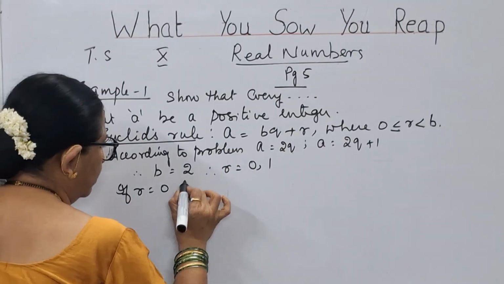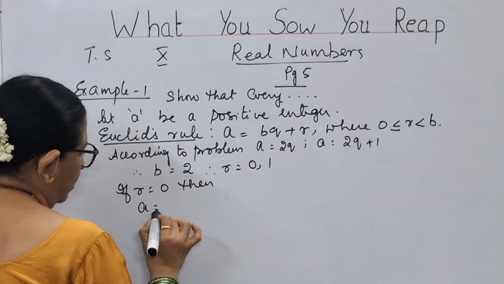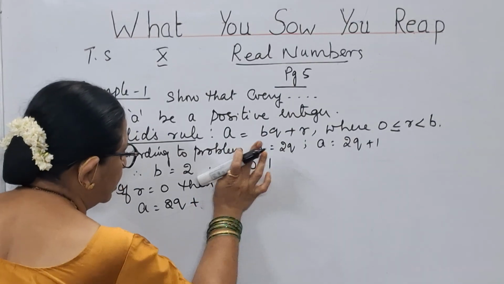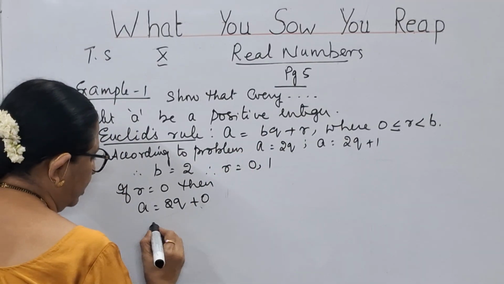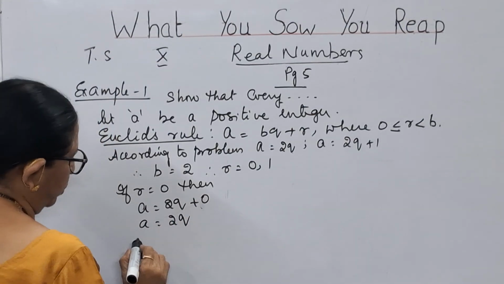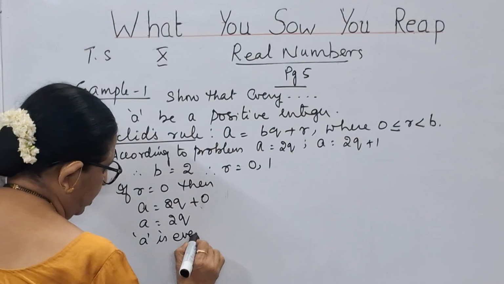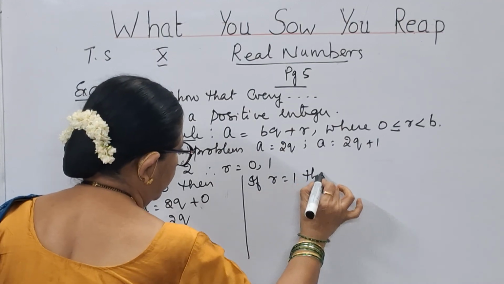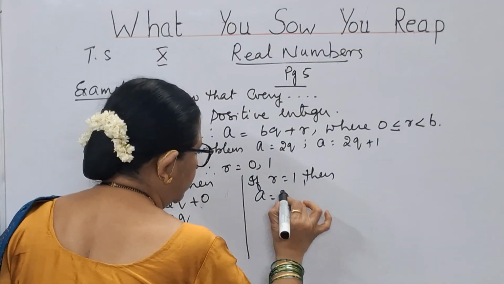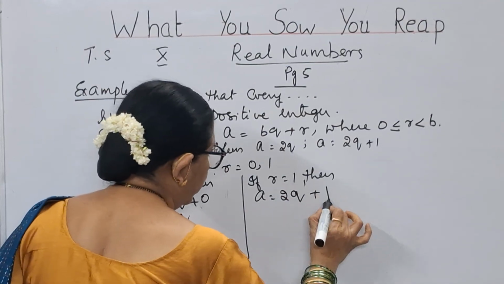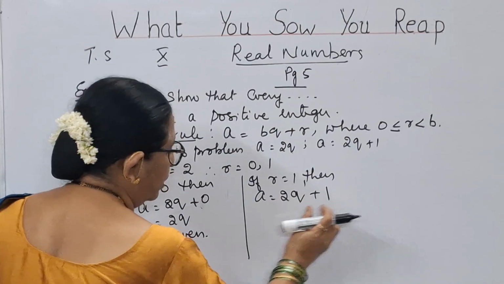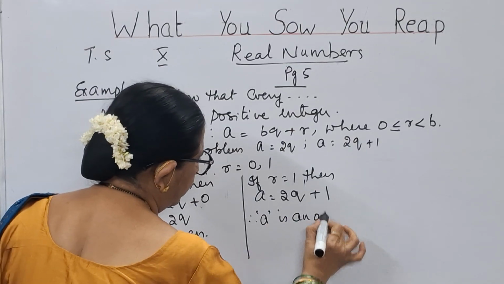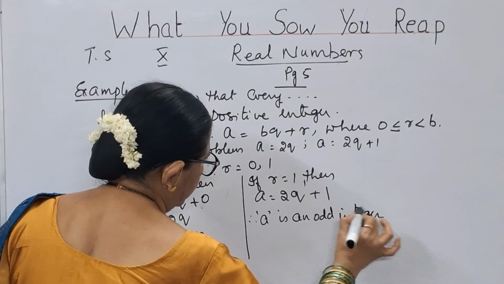If you consider r is equal to 0, then a is equal to 2q plus r. Instead of r, I am taking 0. So a is equal to 2q plus 0, that means a is equal to 2q. What is 2q, children? Even. So a is even. Now, if you take r is equal to 1, then a is equal to 2q plus 1. See children, when we have considered 2q as even, 2q plus 1 is odd. Therefore, a is an odd integer. So this is what they have asked you to prove.